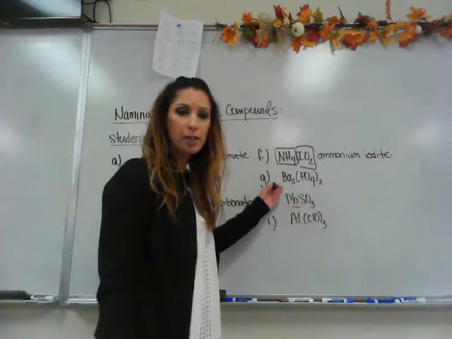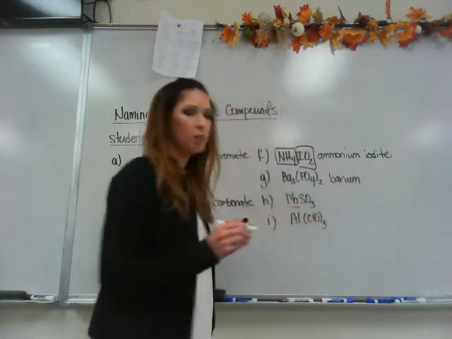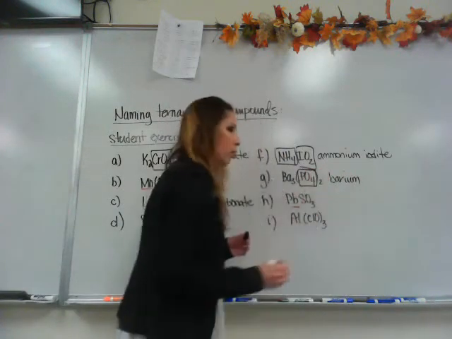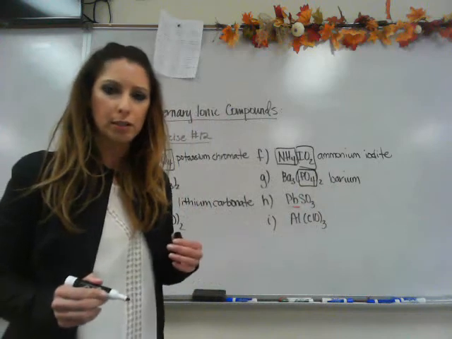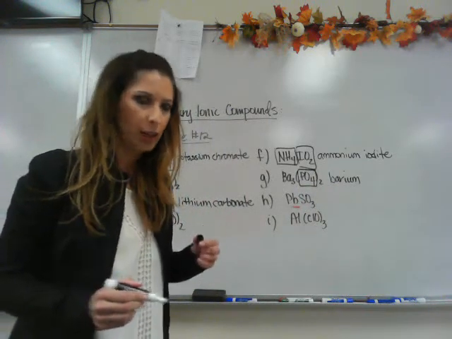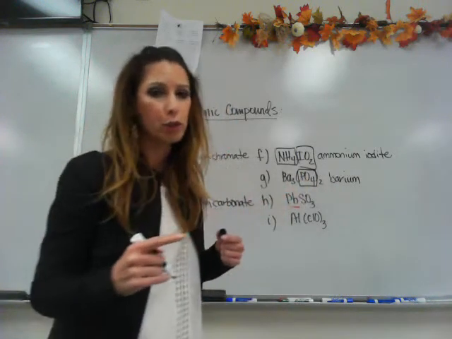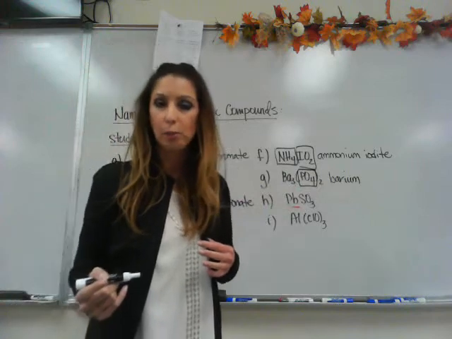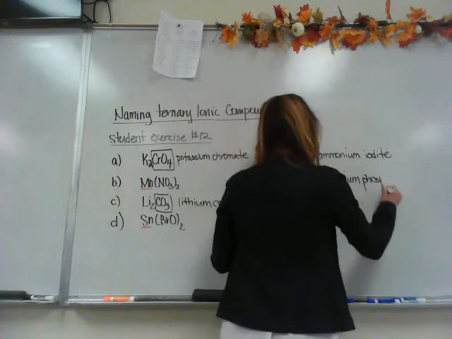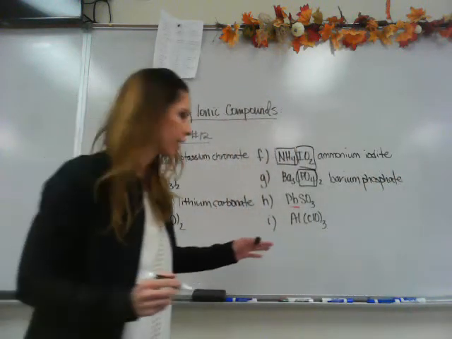G, Ba is barium. When you have parentheses, you want to put a box around what is inside the parentheses and name what is inside the parentheses only. Okay? So PO4 is oxygen attached to phosphorus. You're looking at the right-hand side of the periodic table at the numbering system I taught you. PO4 is phosphate. Skip H and go to I.